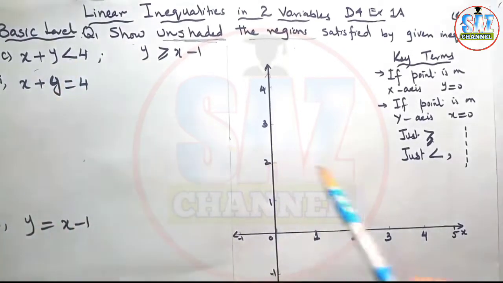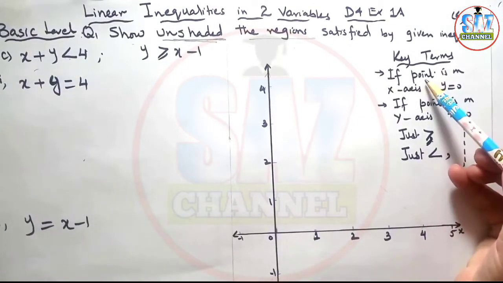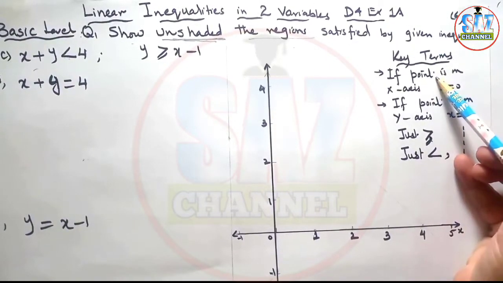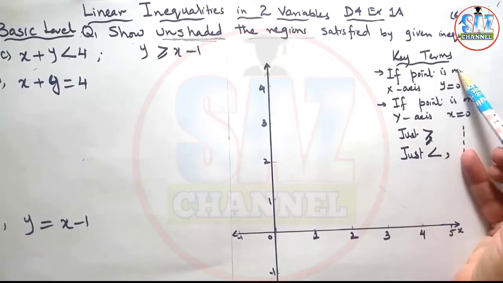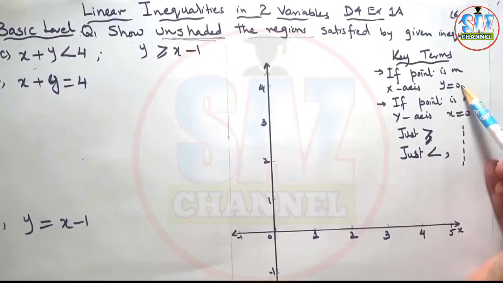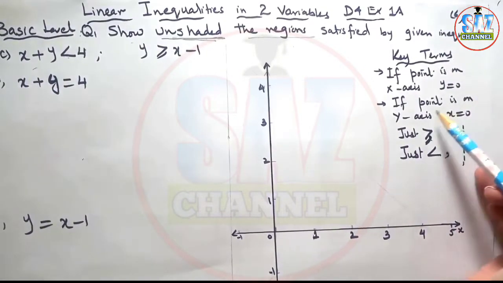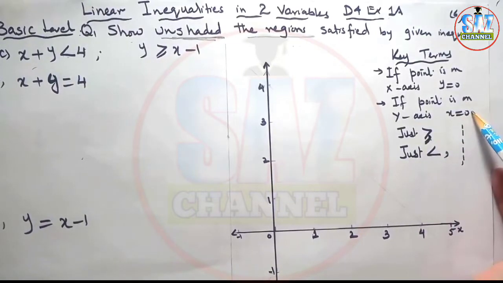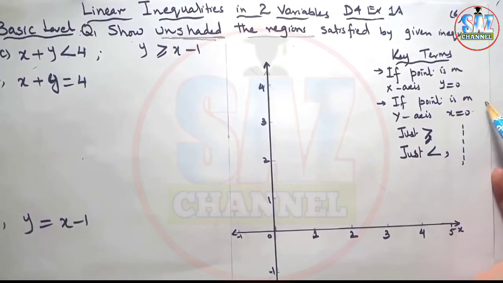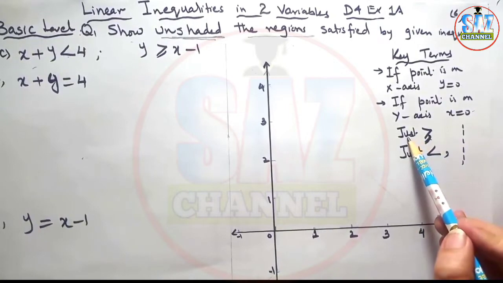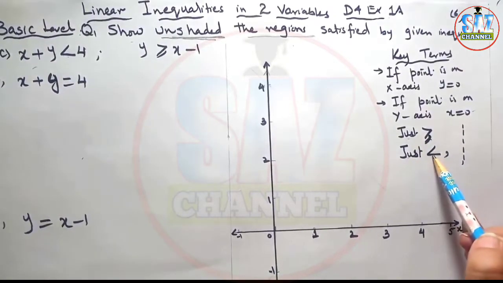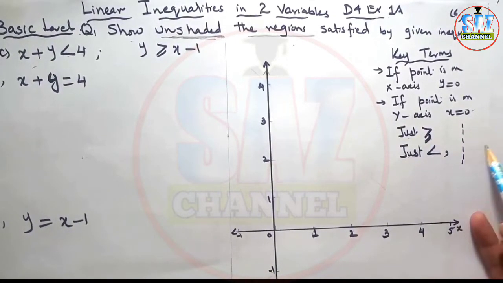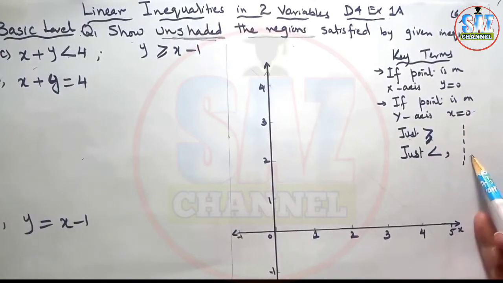Before starting the lesson, there are some key terms that we must keep in our mind. If a point is on the x-axis, its y value is 0. If a point is on the y-axis, its x value is 0. For just greater than and just less than conditions, we have to draw broken lines. Let's move to the question.